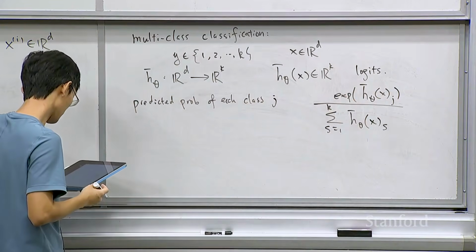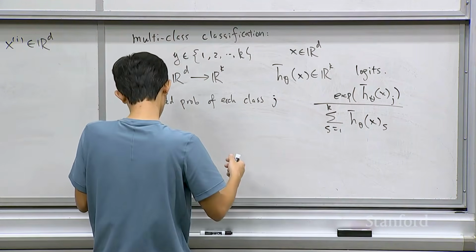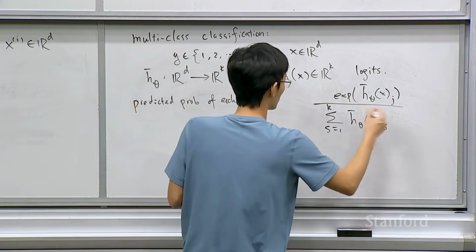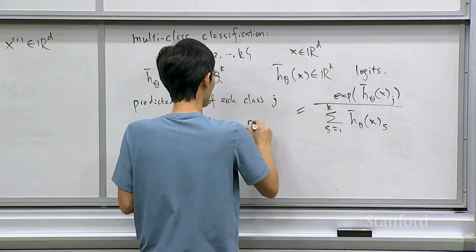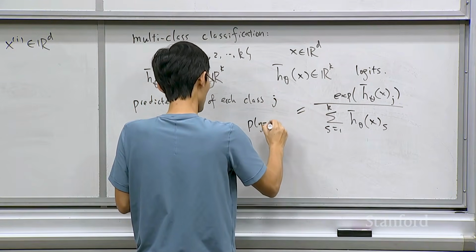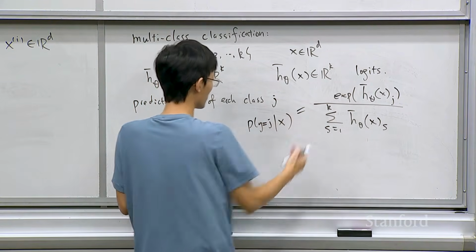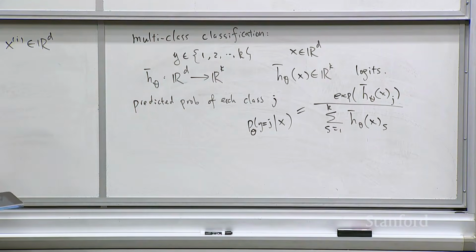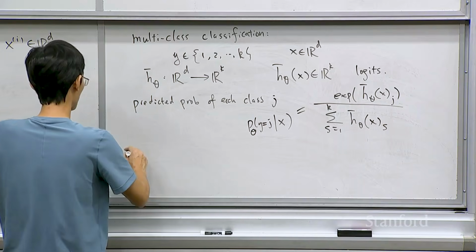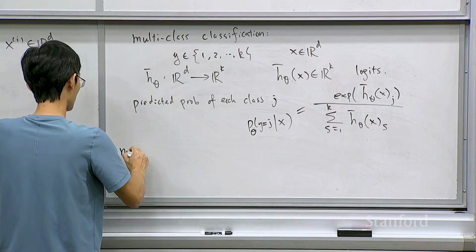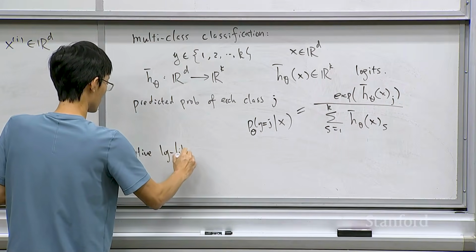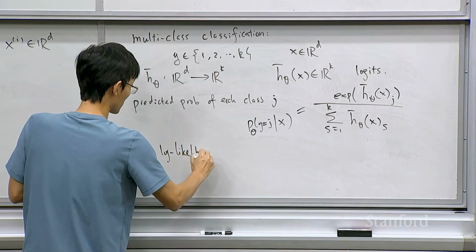So basically your model is like this. P of y equals j given x is this. This is my parametric model for the prediction, parameterized by theta. And then I need to compute the log likelihood. So I'm going to use the negative log likelihood, which is also what we have discussed before.